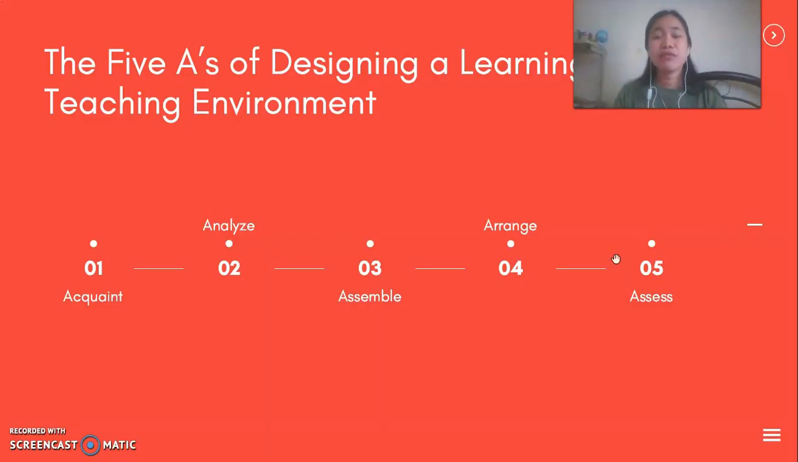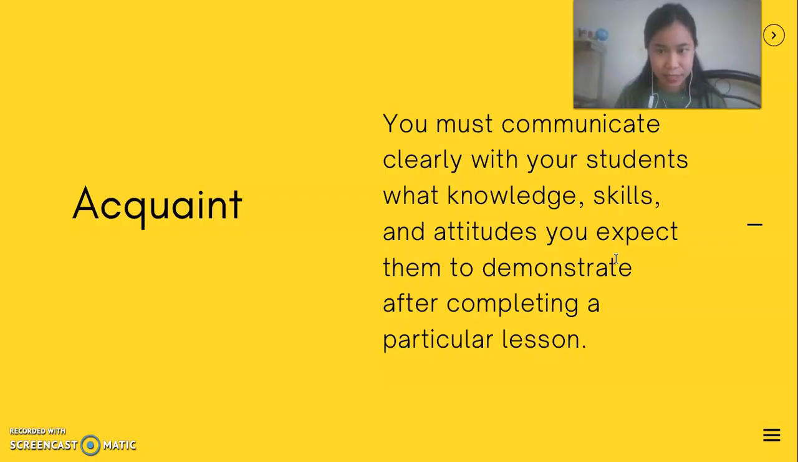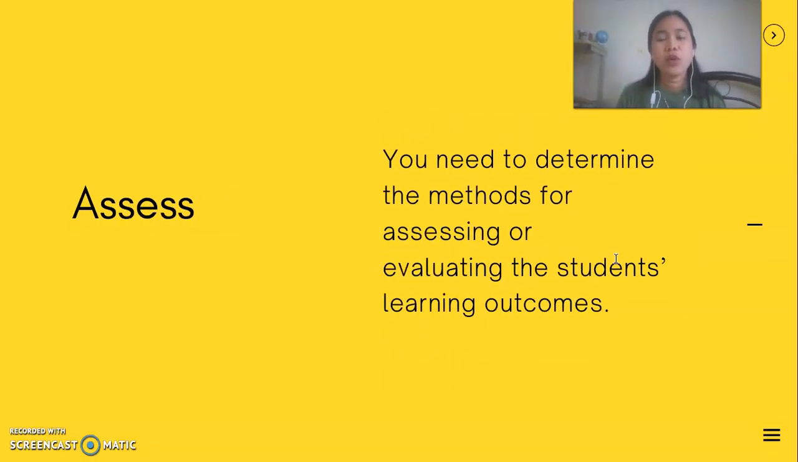Okay, so again, let's have a review. The 5 A's of designing a learning and teaching environment is: first is acquaint, next is analyze, next is assemble, fourth is arrange, and fifth is assess. Okay, so that's just a very short, 15-minute discussion of your first lesson for module 2, which is the design and educational technology.